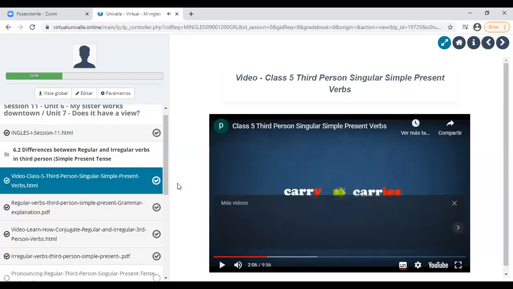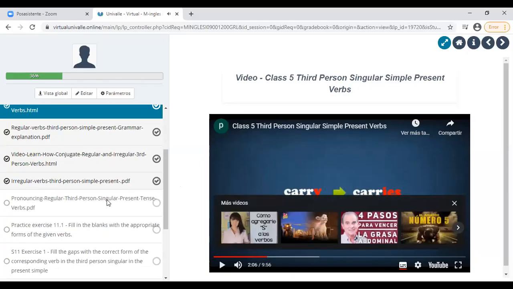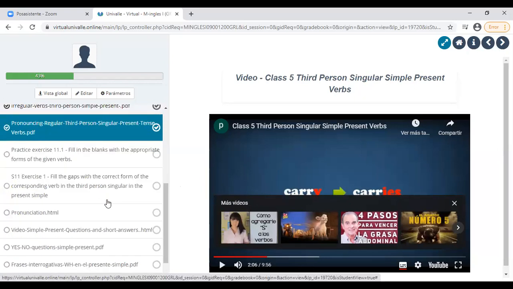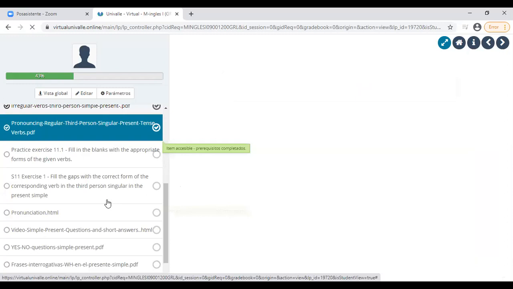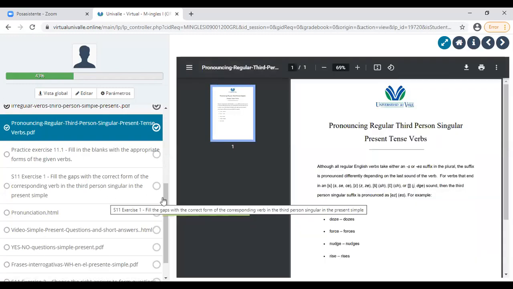Okay, but then you can have a complete look in the platform. Also, we're gonna have a listening part, pronouncing regular third person present tense verbs, okay? Although all regular English verbs take either an S or ES suffix in the plural, the suffix is pronounced differently depending on the last sound of the verb.